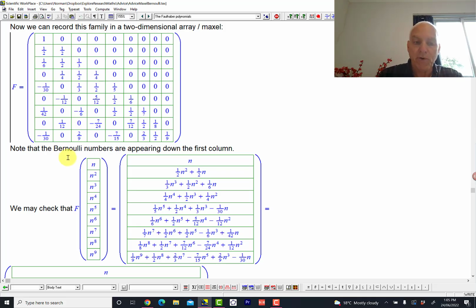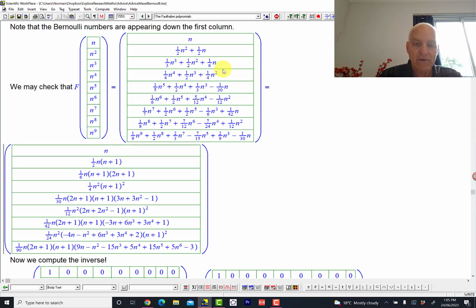And we can observe that the Bernoulli numbers themselves are appearing down this first column of this array F. And if we want to check, the actual Faulhaber polynomials are what we get when we introduce powers of n. We can do that just by taking our matrix F and multiplying by this column vector of powers of n. And then we get this thing here. And we can actually factor things just as we're used to, just factor with one command. And we get these formulas for the factored forms of the Faulhaber polynomials.